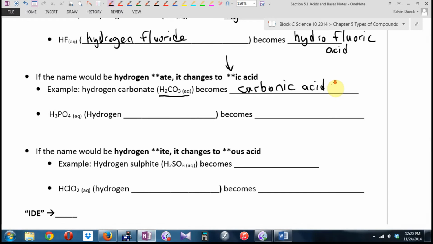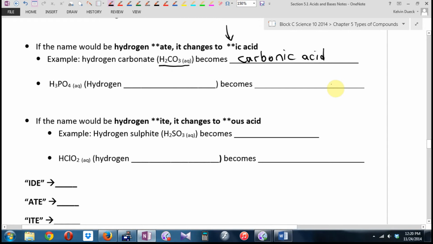What about H3PO4 aqueous? Does it start with a hydrogen? Check. Is it dissolved in water? Is it aqueous? Check. Probably an acid. So normally you would call this, if it wasn't dissolved in water, hydrogen, what's PO4? Phosphate? It becomes not hydro, it becomes phosphoric acid.